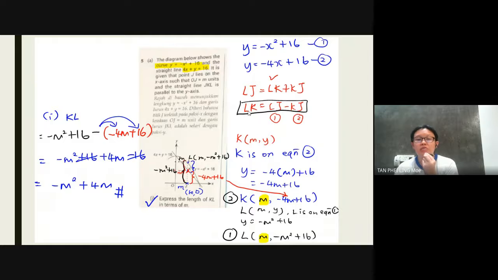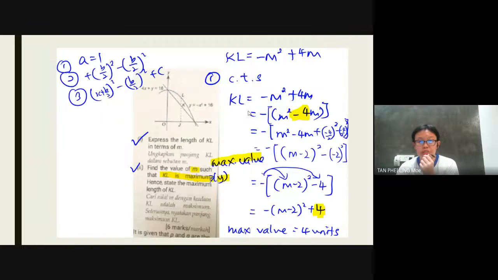Then we solve one SPM question, whereby they give you the 2 lines, and in this case, they didn't ask you to solve simultaneous equations, but instead they ask you to find the distance of KL, whereby you have to make use of the y coordinates of the points. You have to also understand that because all of them have the same x coordinate, which is m, there's nothing to do. You only have to find the y coordinates, which helps you to find the distance of KL. I hope that this question is good for you.